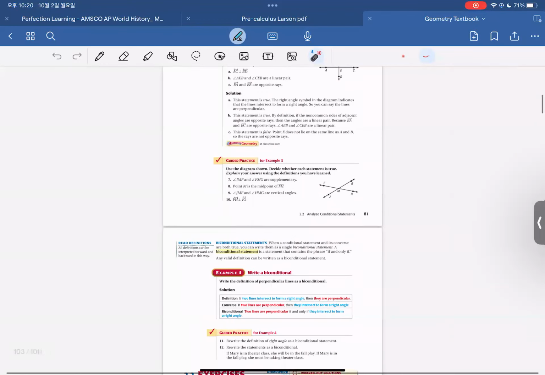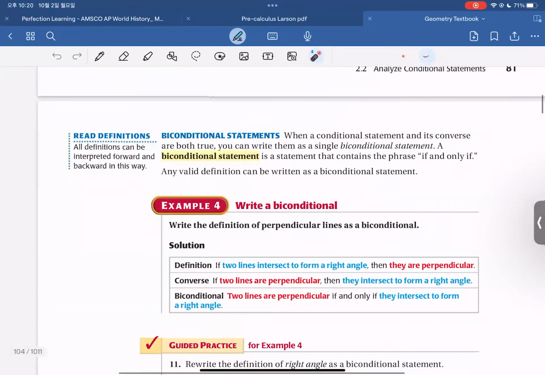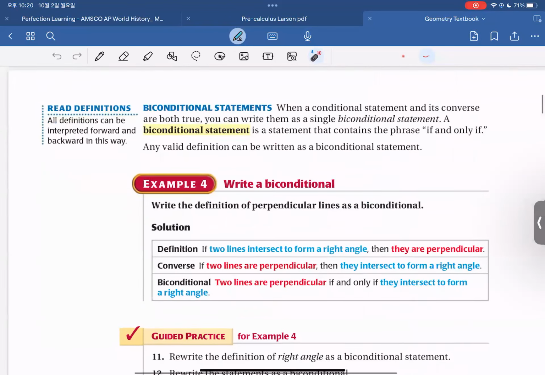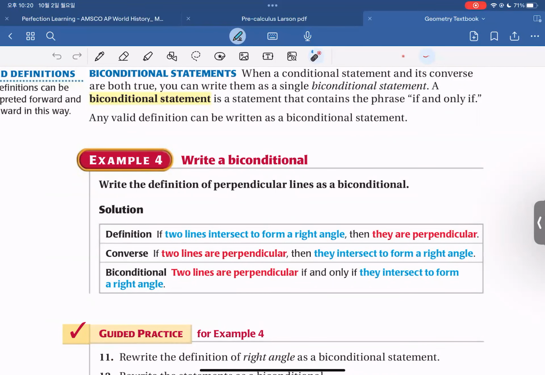Lastly, let's look at biconditional statements. A biconditional statement is a statement that contains the phrase "if and only if." And anything that's true can be written as a biconditional statement. It would be something like: an organism has 46 chromosomes if and only if they're human, which would be a biconditional statement.